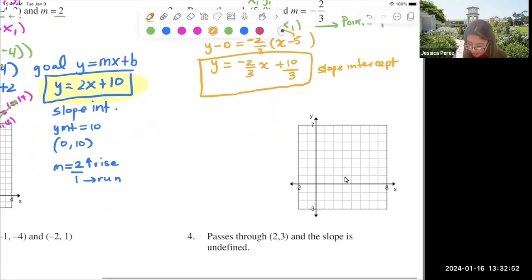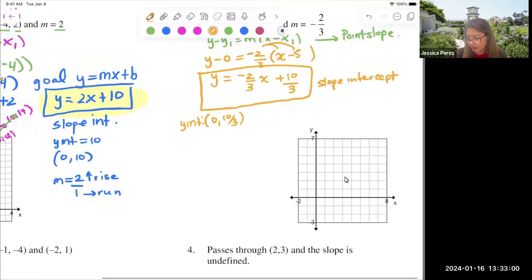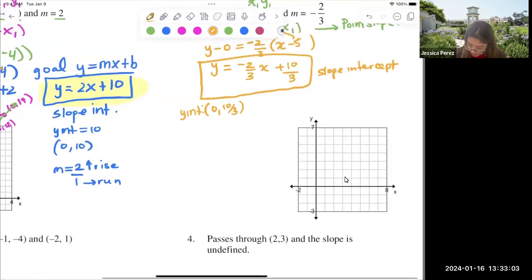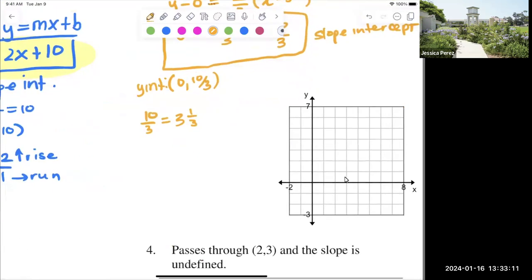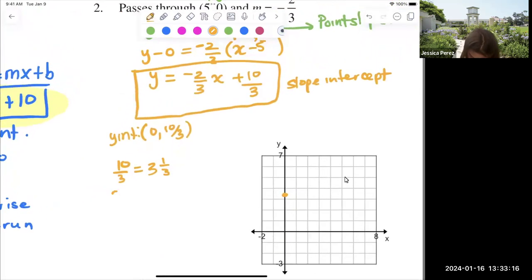And we begin plotting this. So our y-intercept is (0, 10/3). We didn't have to do a lot because the y minus 0, that was nice. So 10/3 is the same as 3 1/3. So that's roughly 1, 2, 3 right here. From this point, we're going to follow our slope that says negative 2/3. And that means down 2, run 3. So that means down 2.